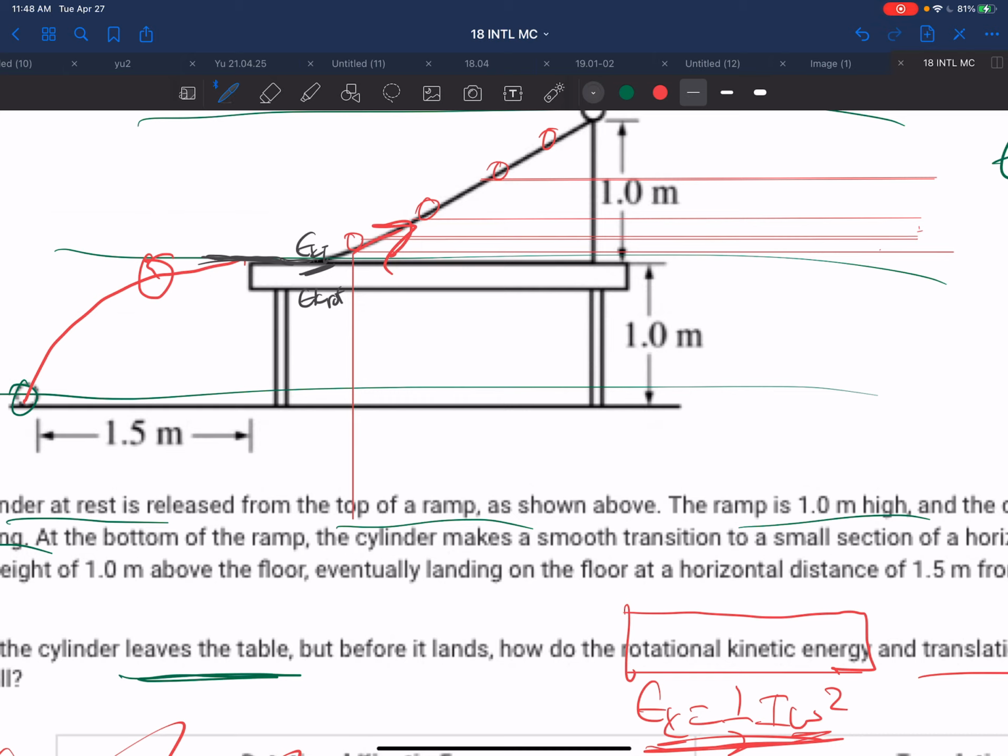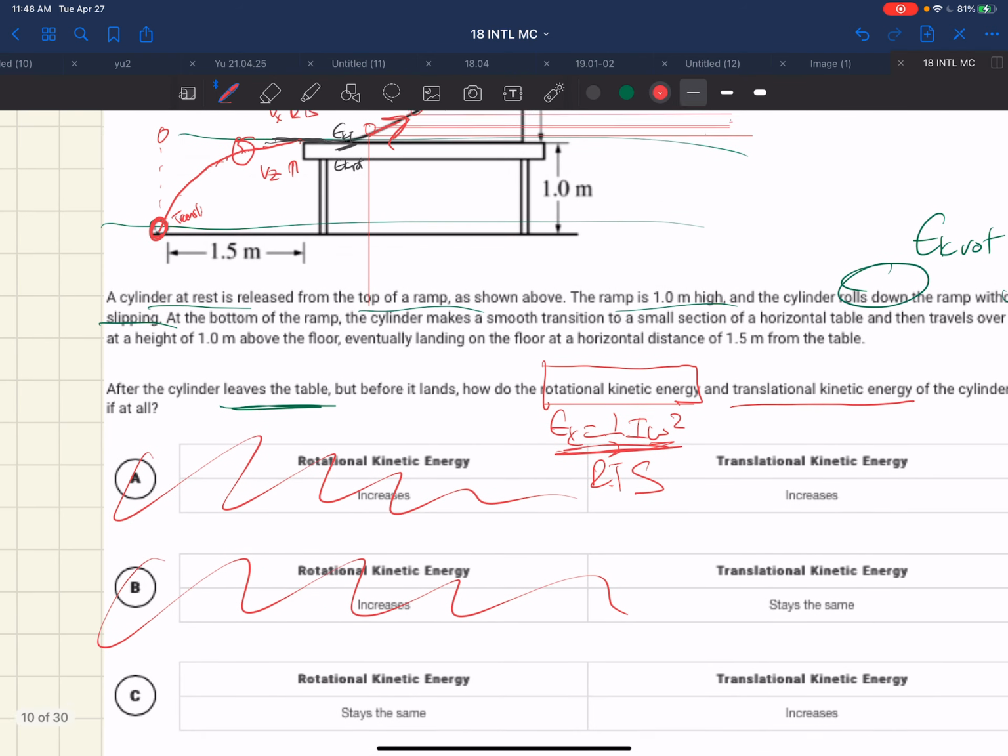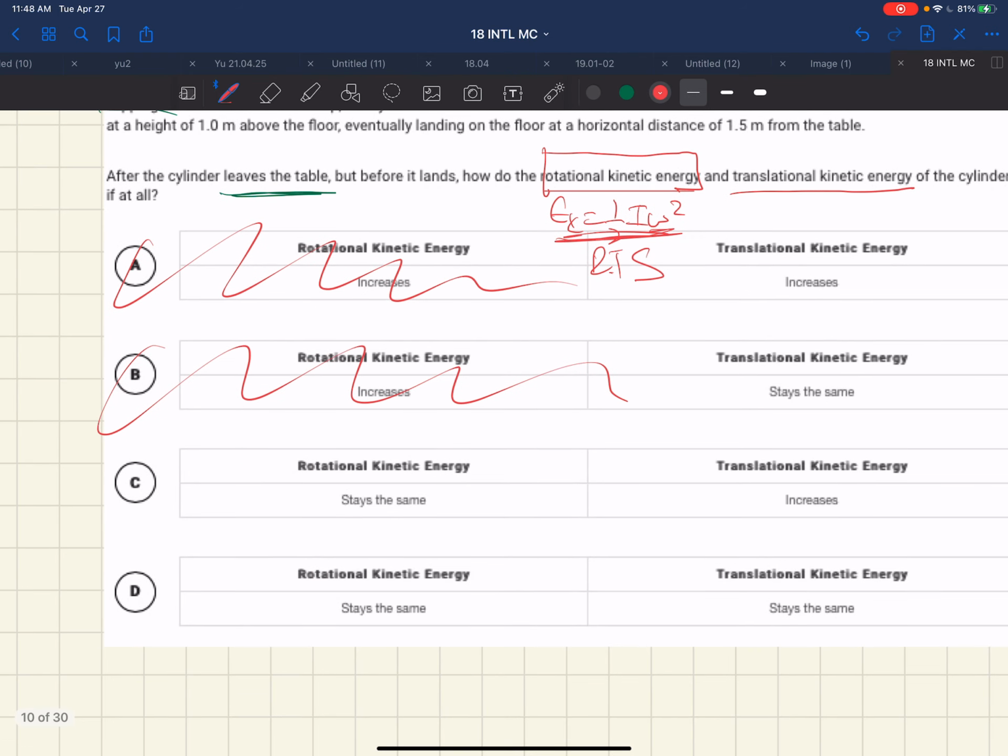But then what happens as it moves along like so is its horizontal velocity, Vx, remains constant, but the Vz increases such that it is traveling faster translationally upon impact. Just as if it were dropped, it's going to get faster because gravitational potential energy is converted to kinetic energy. So the translational increases. Choice C.